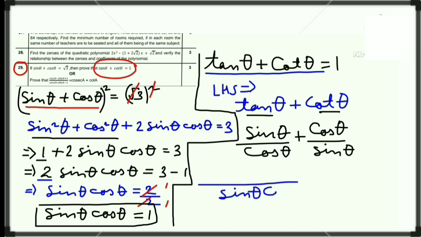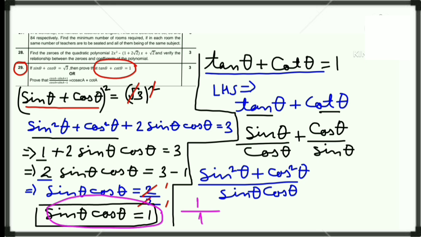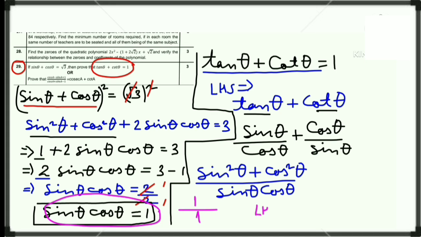Now, LCM of cos theta and sin theta will be sin theta cos theta, and here will be sin square theta plus cos square theta, and sin square theta plus cos square theta is equal to 1. Similarly, sin theta cos theta is also equal to 1. So, here we can see LHS is equal to RHS. So, it has been proved.